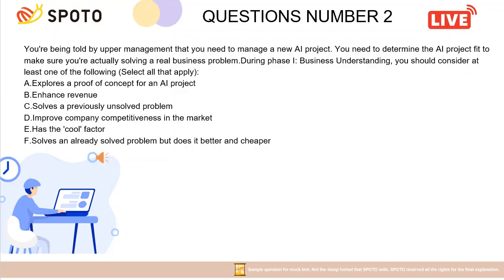Question 2. You're being told by upper management that you need to manage a new AI project. You need to determine the AI project fit to make sure you're actually solving a real business problem. During phase I, business understanding, you should consider at least one of the following. Select all that apply. A. Explores a proof of concept for an AI project. B. Enhance revenue. C. Solves a previously unsolved problem. D. Improve company competitiveness in the market. E. Has the cool factor. F. Solves an already solved problem but does it better and cheaper. You have 15 seconds to answer.